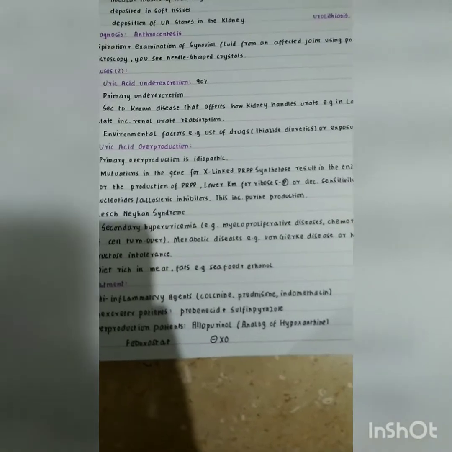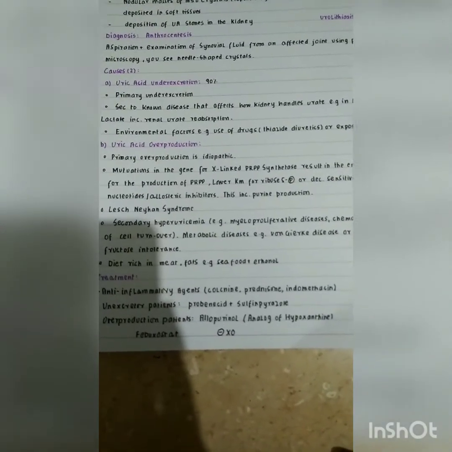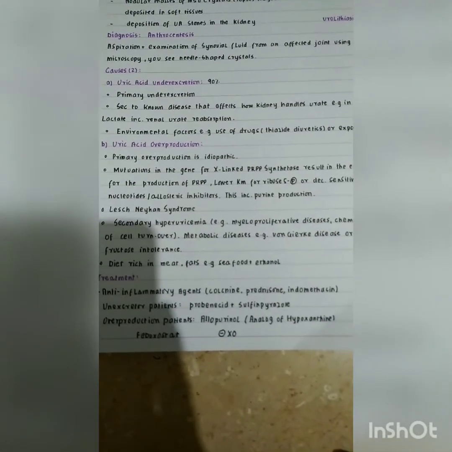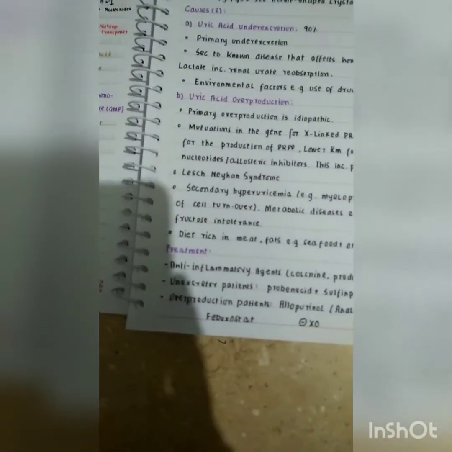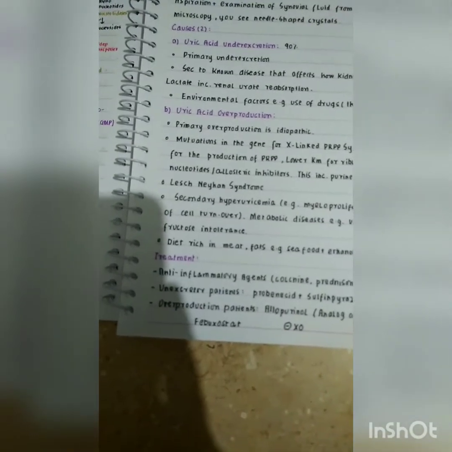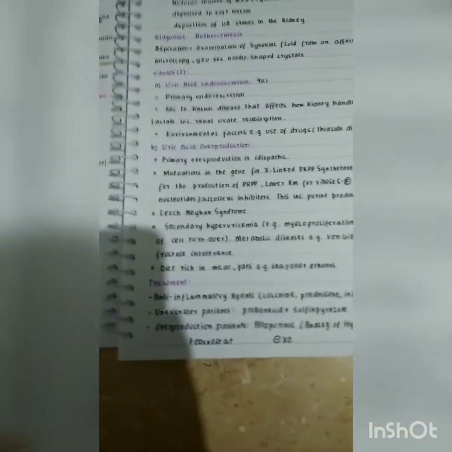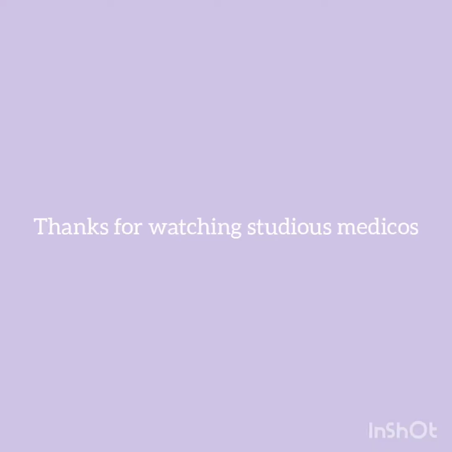Allopurinol is a competitive inhibitor of the xanthine oxidase enzyme. It is a structural analog of hypoxanthine. Allopurinol will compete with hypoxanthine and inhibit the formation of xanthine from hypoxanthine. And there is a non-purine inhibitor of xanthine oxidase, and that is febuxostat, that is also used in such patients.